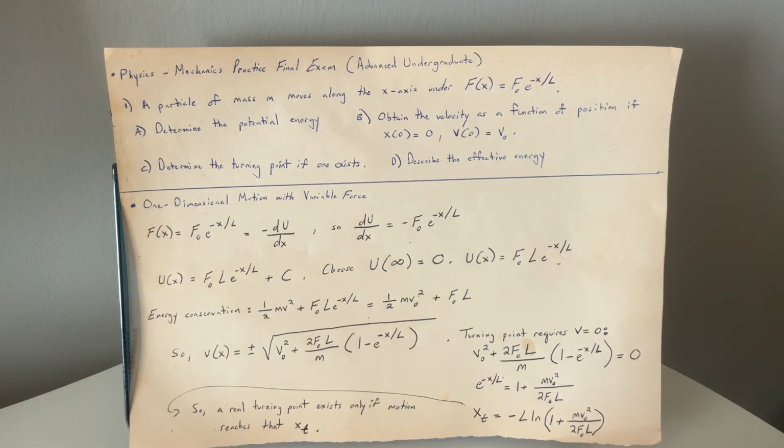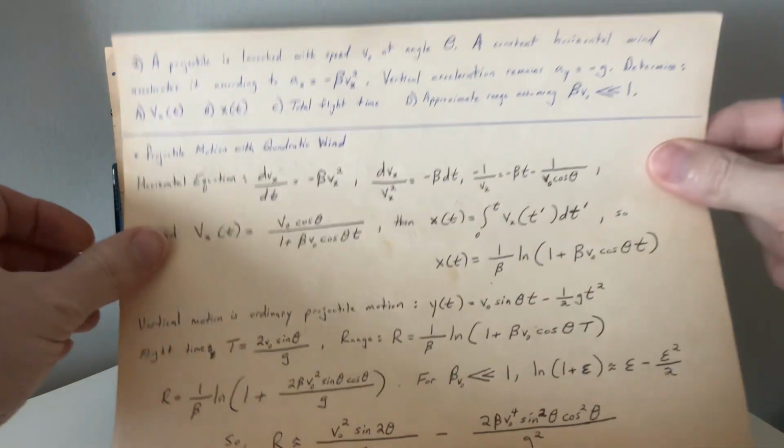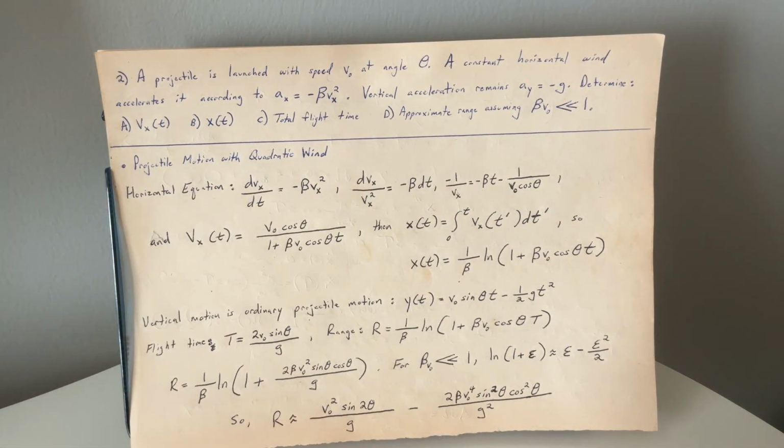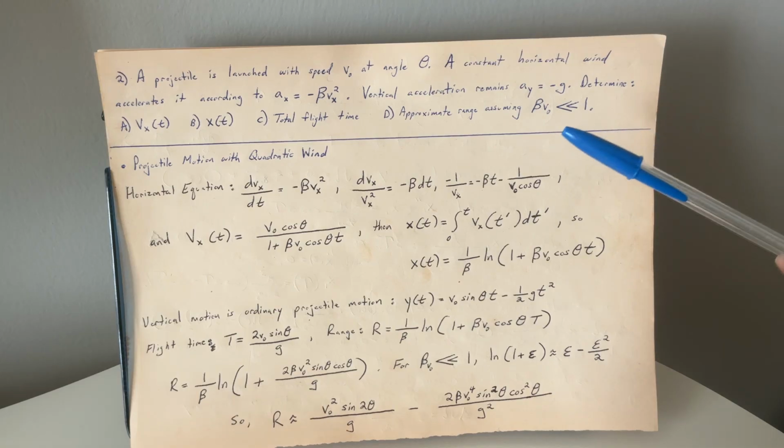So that's number one. Now moving along to number two. Number two, we have the following. A projectile is launched with speed v₀ at angle θ. A constant horizontal wind accelerates it according to a_x = -β v_x². And our vertical acceleration remains a_y = -g. So four parts here. Determine v_x(t) for part A. For part B, determine x(t). Part C, determine the total flight time. And part D, we want to approximate the range, assuming that βv₀ is much less than 1.